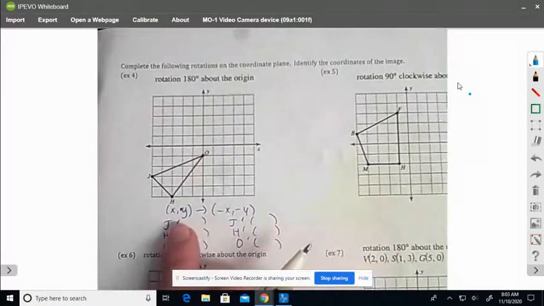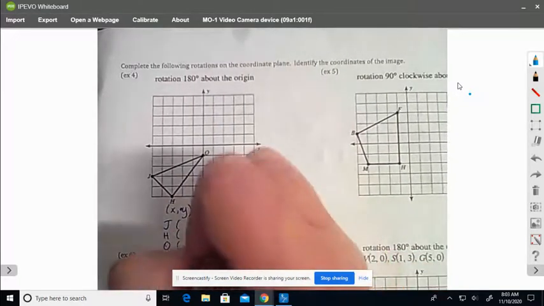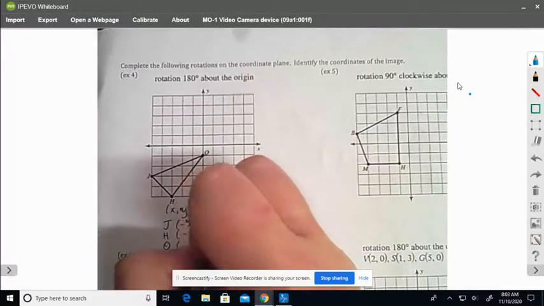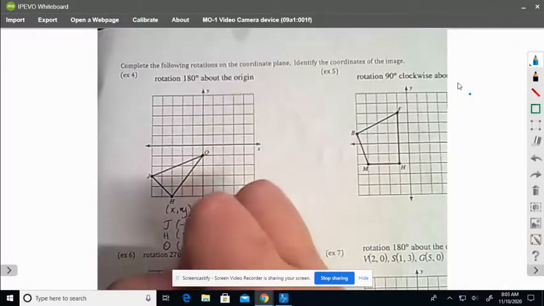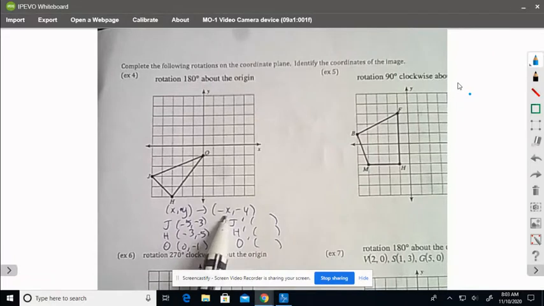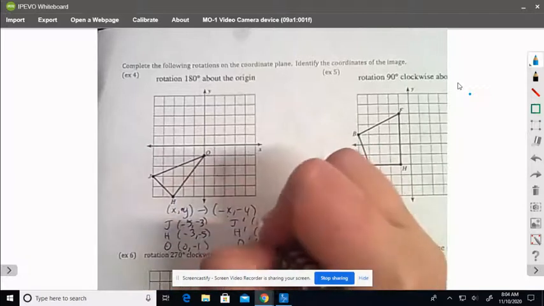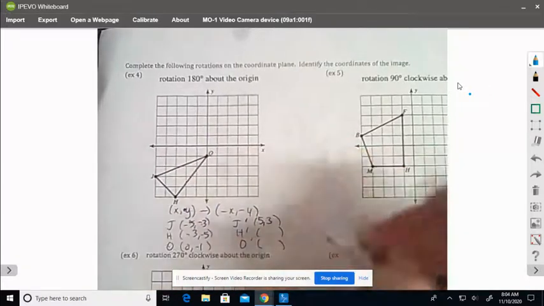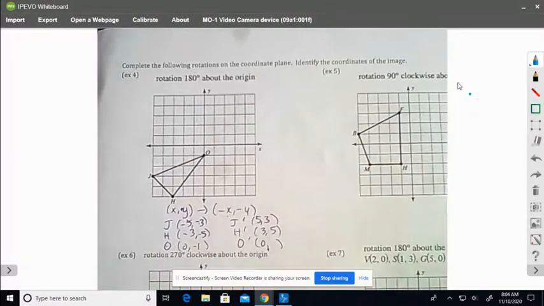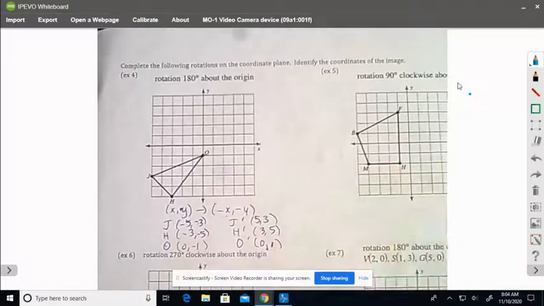So the first thing I'm going to do is write down these coordinates. For J, I have negative 5, negative 3, negative 3, negative 5, and 0, negative 1. Now, all I want to do is change the sign of x and change the sign of y. So that would give me 5, 3, 3, 5. I can't change the sign of 0. 0 is what it is, so I just leave the 0, and change this to a 1.